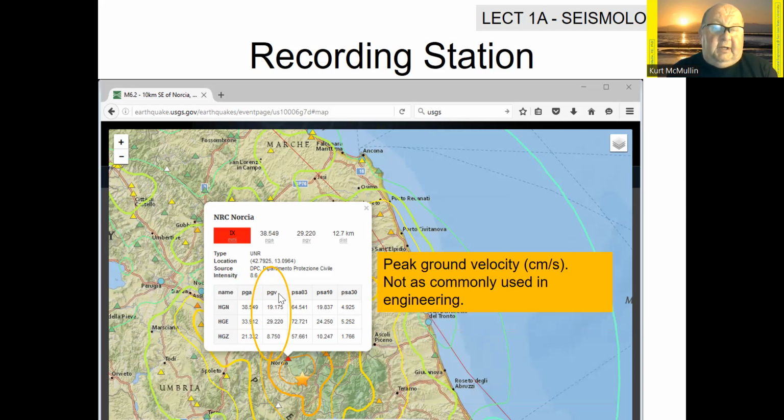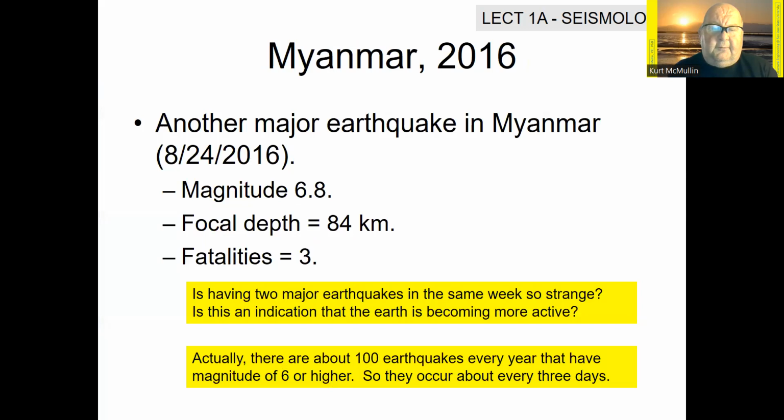We also get a reading on the peak ground velocity, often reported in centimeters per second. Especially in the US, peak ground velocity is not used very much in engineering work. There are some countries where the codes are more focused on peak ground velocity, or at least have items that need to be checked. But in the United States, that hasn't been something of common use for our engineering work.